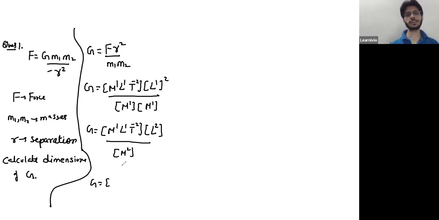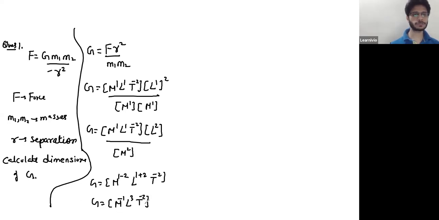So G is M1 by M square, so this is M to the power 1 minus 2. It's L1 into L square, so that's L to the power 1 plus 2. Then this is T to the power minus 2. What do you mean by R? R is the separation between two masses, which is length. So the dimension formula of G is M minus 1 L cube T minus 2. This is the dimensional formula for the universal gravitational constant.